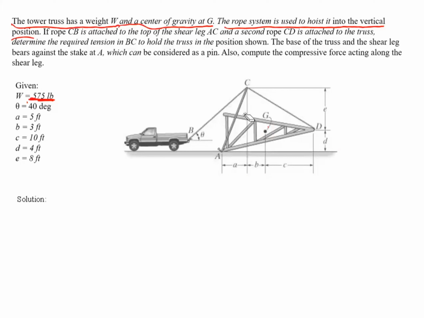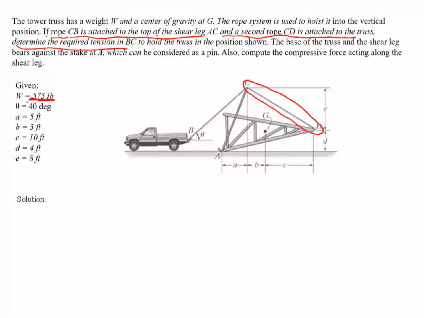Now, if rope CB, where's CB? Rope CB is attached to the top of the shear leg AC, that's the shear leg AC, this one. And a second rope CD is attached to the truss, that's CD, another rope attached to the truss. Determine the required tension in BC. We need to find the tension in this one, to hold the truss in the position shown.